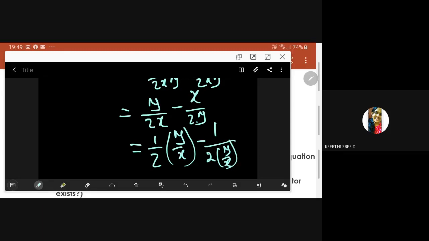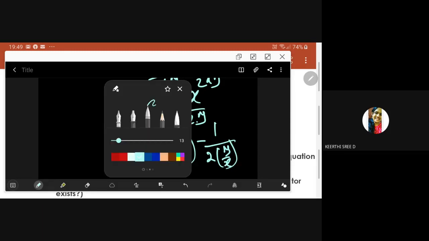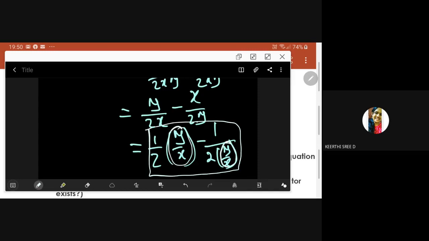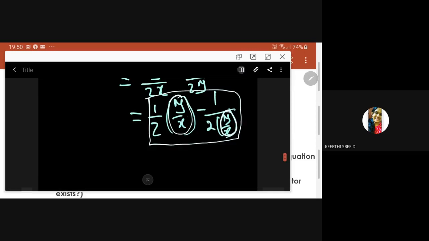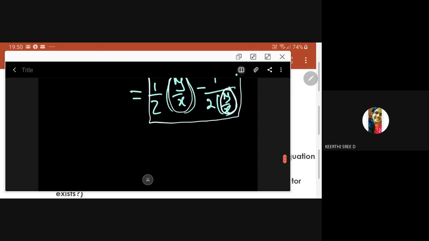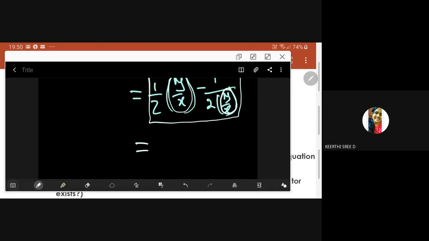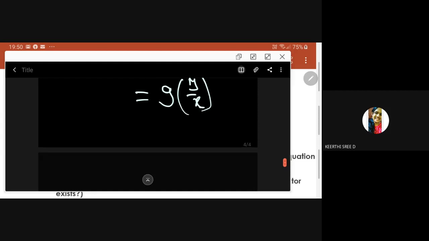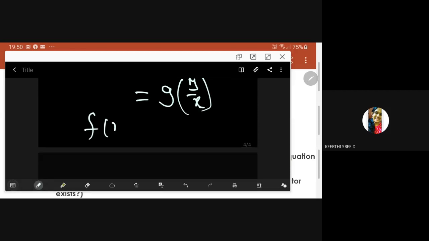So this whole object, you treat as one entity. It can be viewed as some function g of y by x. So what is happening here is that we are able to view f of x y as g of y by x.